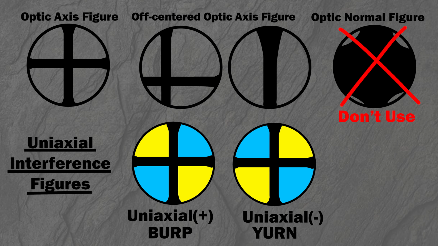You can remember this using BURP, blue upper right means positive, and YUAN, yellow upper right means negative.